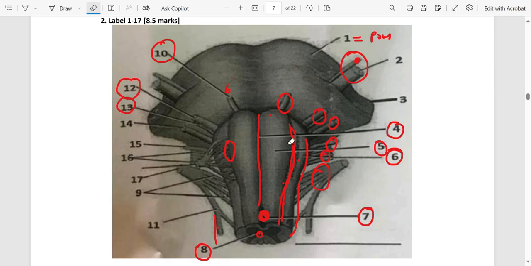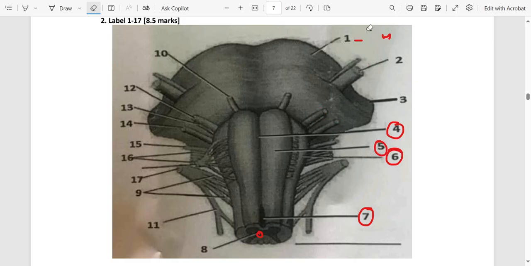Is there anything that we've not labeled? And I hope we've understood. Does this make sense? So for the brainstem, you need to know how it looks in front and how it looks at the back and how it looks inside, the internal features of the brainstem.